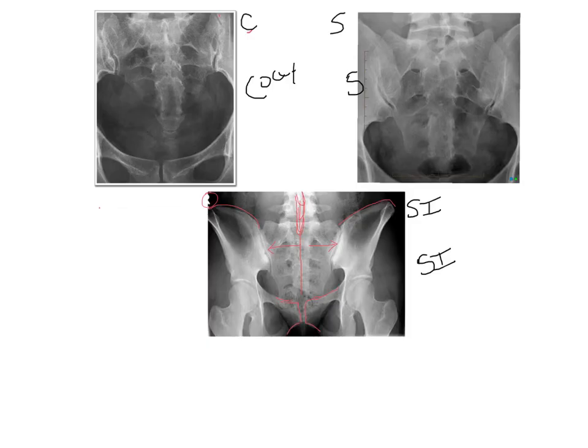So that should wrap it up today for AP Axial Coccyx, which is this one, AP Axial Sacrum, and AP Axial SI Joints. We are going to look at lateral sacrum coccyx and oblique SI joints next.